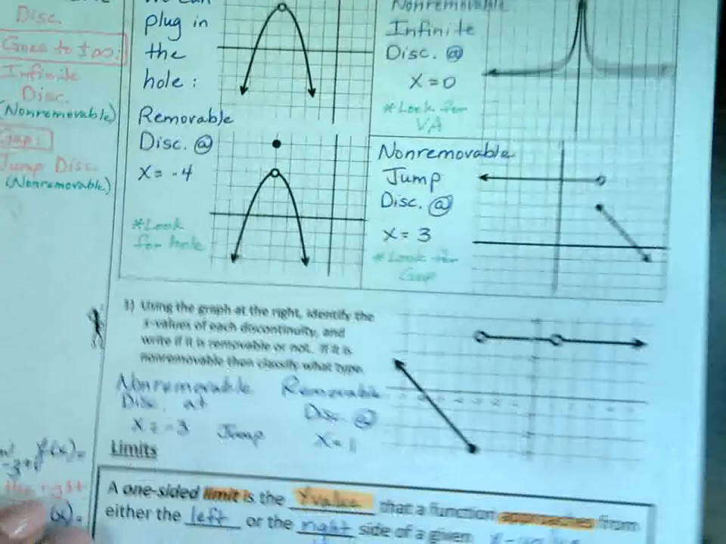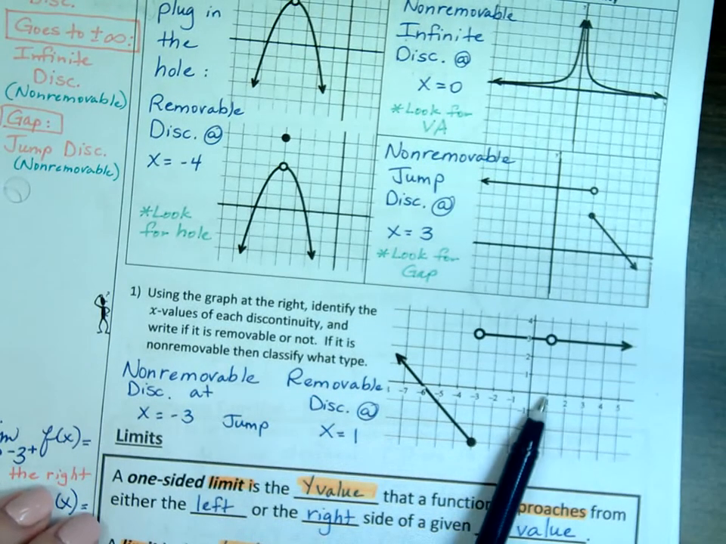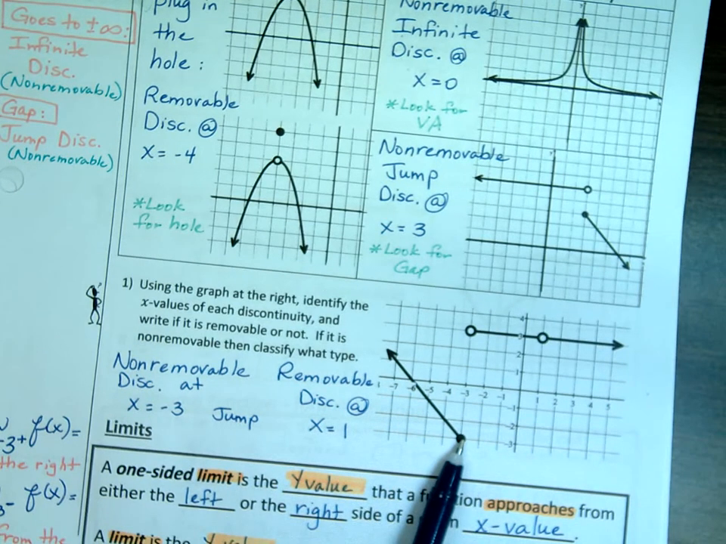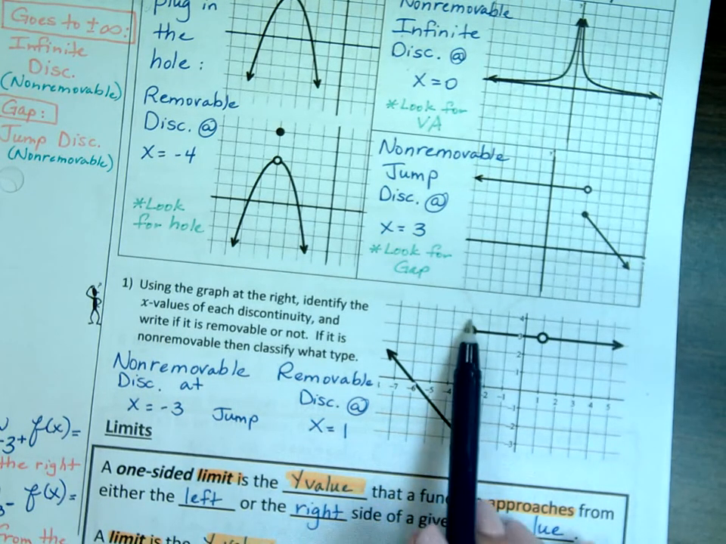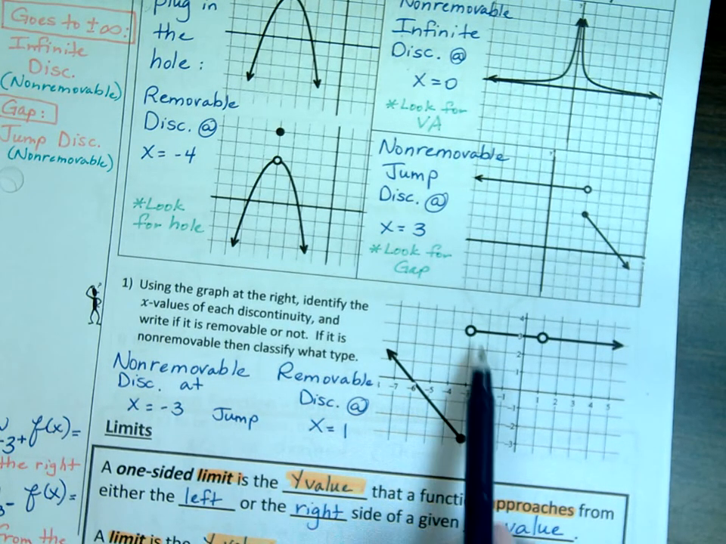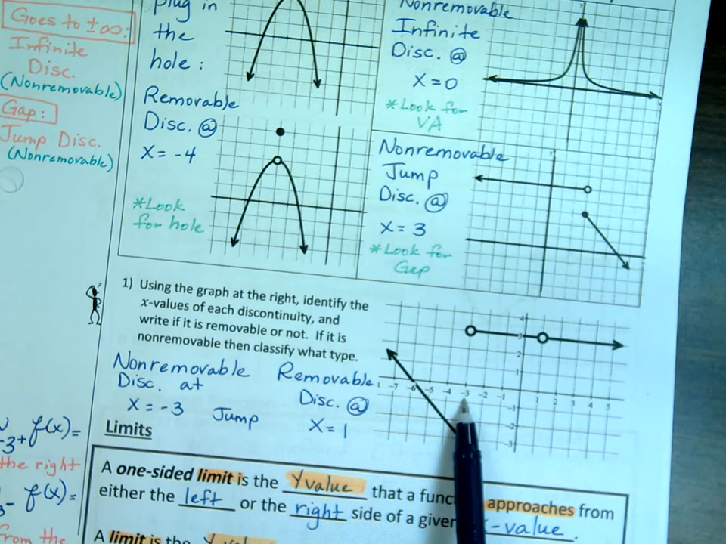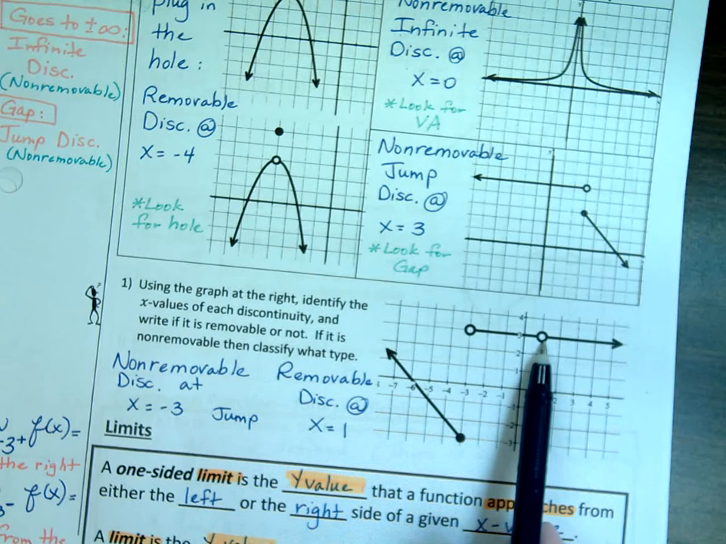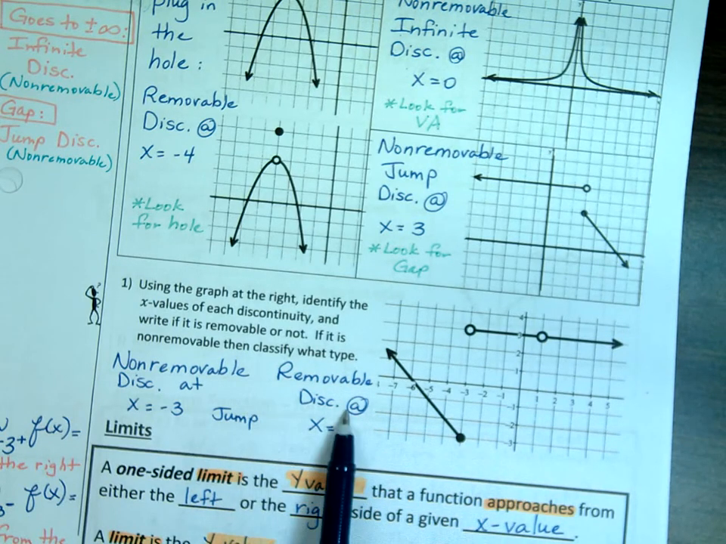Okay. Then he went to doing some examples. So this picture has, if I skate along here, a non-removable jump, there's a gap, discontinuity at x equals -3. And then I keep going along and I can plug a hole. So that's a removable discontinuity at x equals 1. Those were your two for that one.